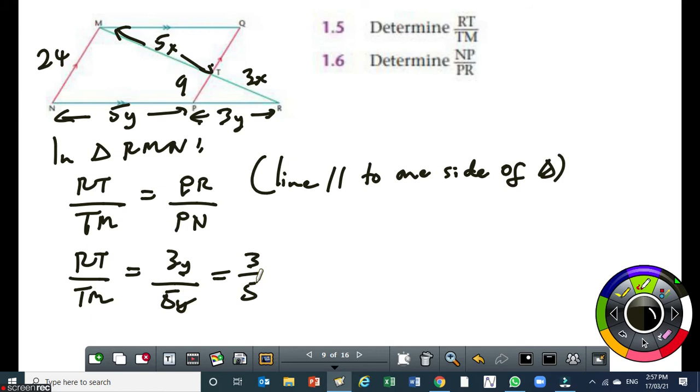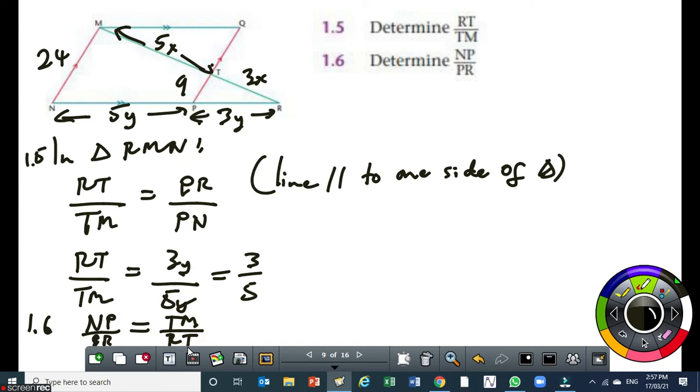Then 1.6, the ratio of NP over PR. Okay, NP over PR, I already have this. So it will be the same thing. Now, so this is 1.5. So 1.6, I'm just going to write the answer because we've done the calculation. NP over PR. Now, you need to be aware that NP over PR, we can write this using this ratio. If it's NP over PR, then you can switch these two and write this TM over RT. You agree with me on that? You just switch them around.